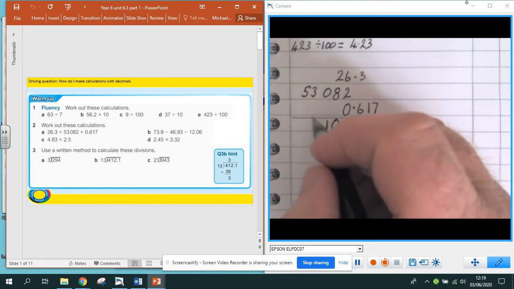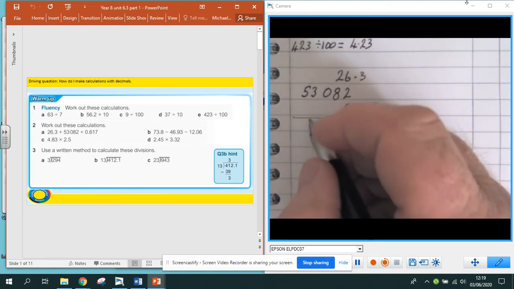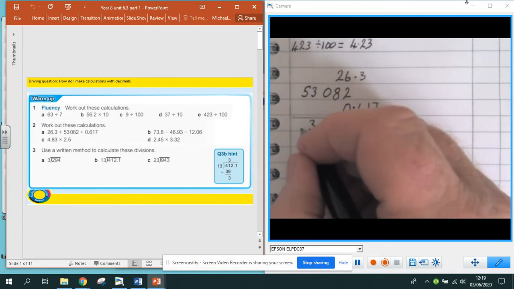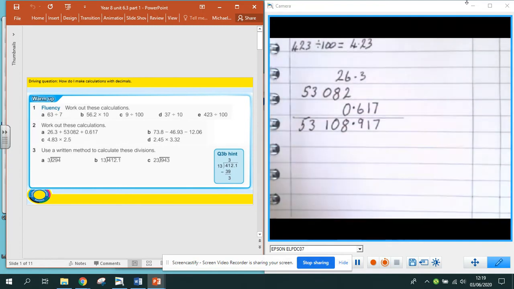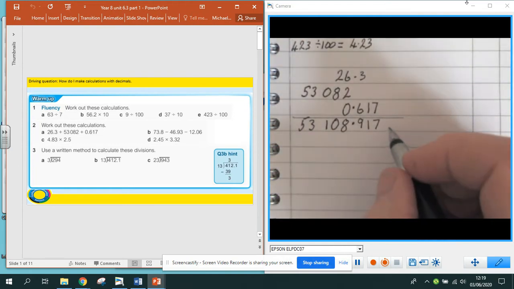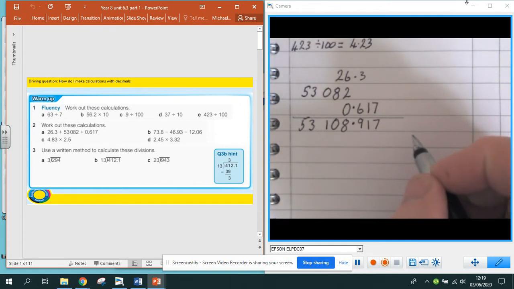1 add nothing is 1. 3 with nothing is 3. 5 with nothing is 5. So in actual fact it's 53,108.917. So in reality, a very, very simple number to add up, not as complicated as it looked by any stretch of the imagination.